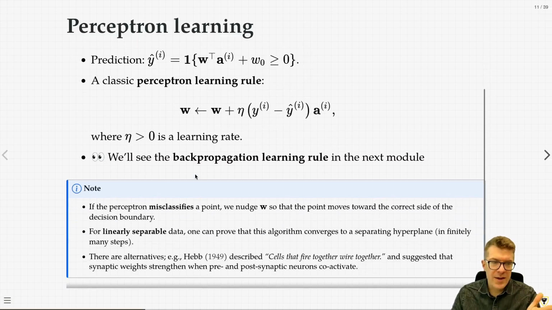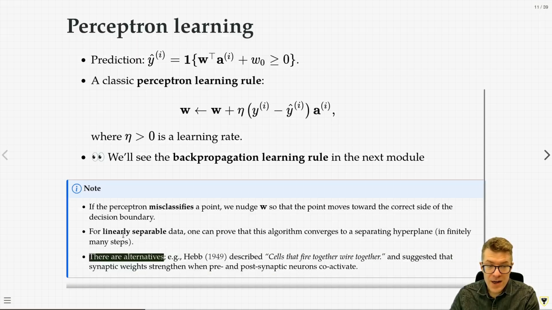The idea here is if the perceptron misclassifies a point, you're just going to nudge W a little bit so that the point moves towards the correct side of the decision boundary. If the data is linearly separable, then you can actually prove that this algorithm will converge to a separating hyperplane in a finite number of steps. There are lots of links online. I'm not asking you to do this, but if you really have the time and inclination, you can come up with that proof yourself.